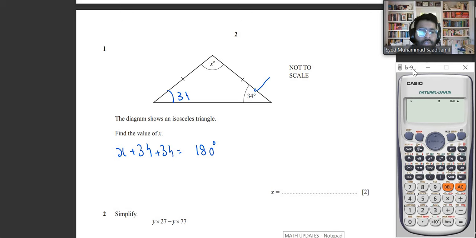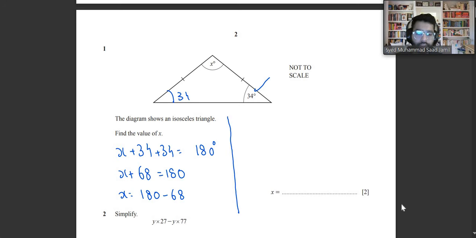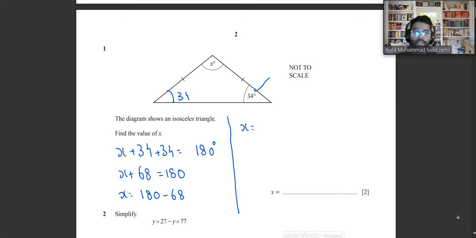Now you guys use your calculator. 34 plus 34 is 68. So x plus 68 is equal to 180. X is equal to 180 subtracted by 68. So let's subtract 68 from 180, it's 112. X is equal to 112, and that is your answer, 112.